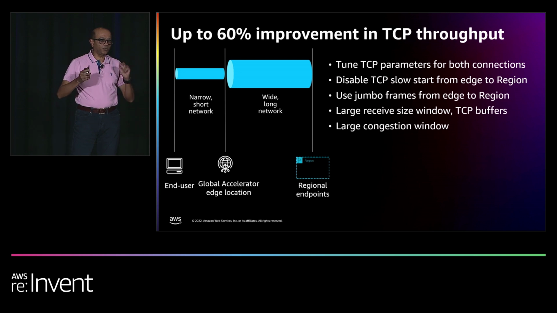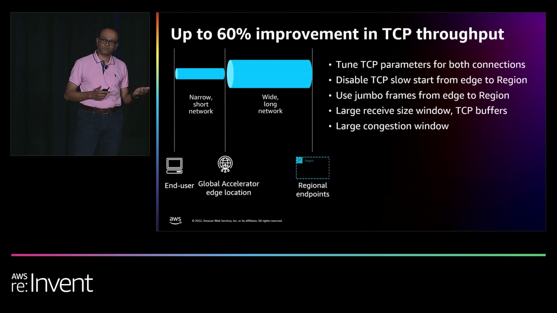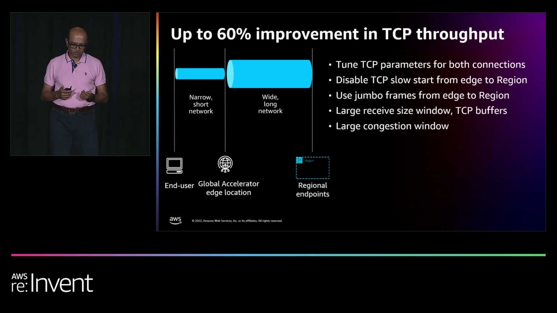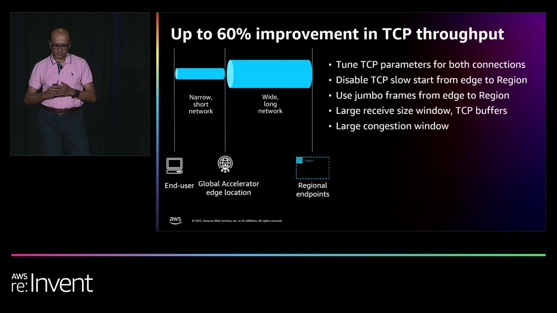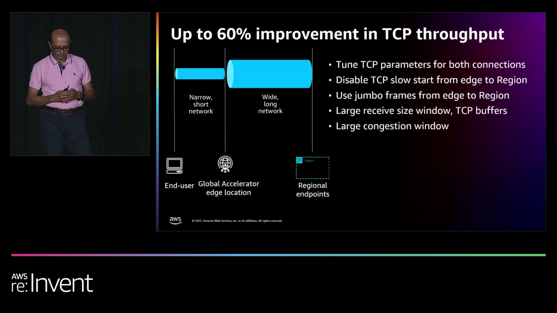This enables us to tune the TCP parameters separately for both connections to overcome the bandwidth and latency limitations. For example, some of the optimizations that we do are disabling TCP slow start, using jumbo frames to pack up to 6 times more payload into the connection between the edge location and your regional endpoint, having larger receive size windows, larger TCP buffers.